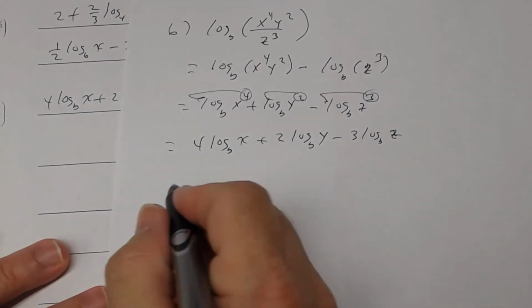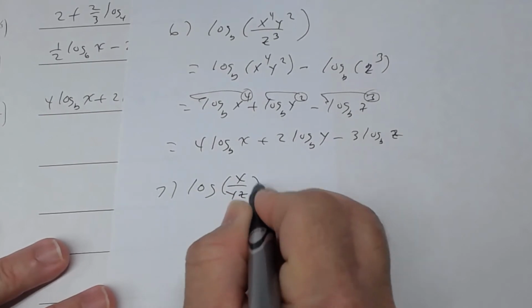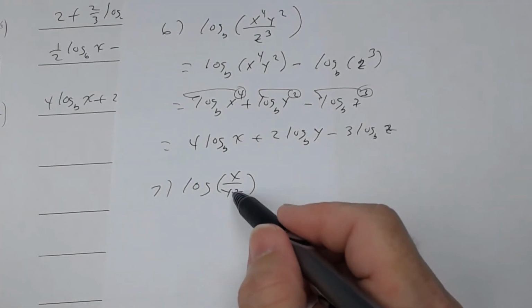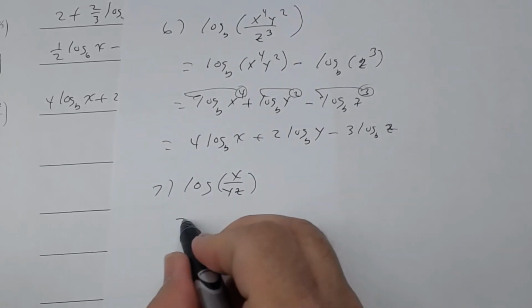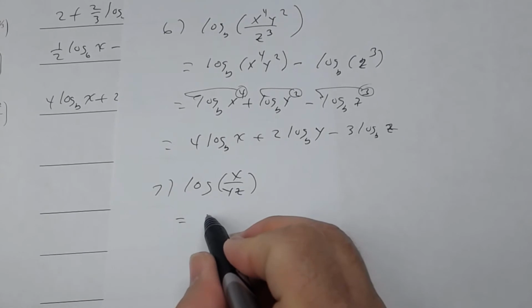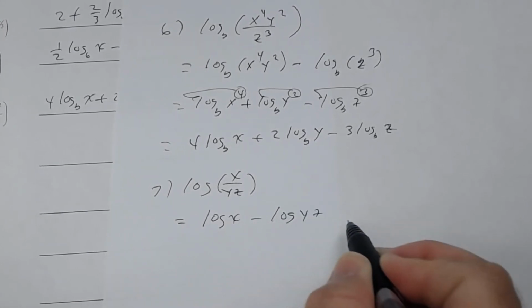Okay, number 7, you have log of x divided by yz. Log of x divided by yz. So again, I'm going to use the quotient and the product. I'm going to do the quotient first. There's no power property here. So it becomes a log of x minus a log of yz.